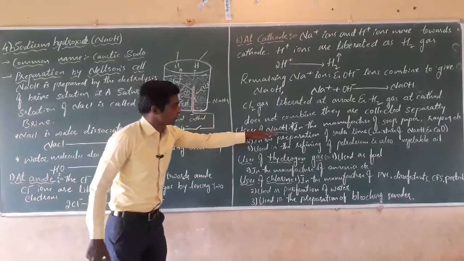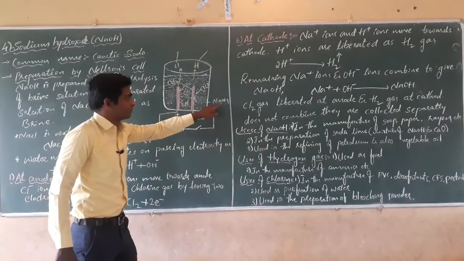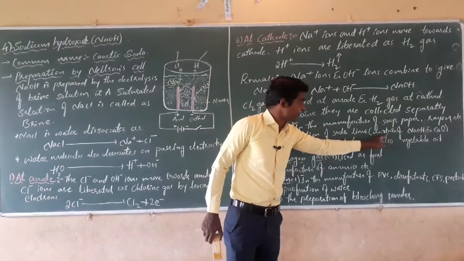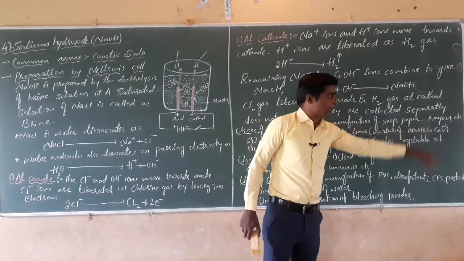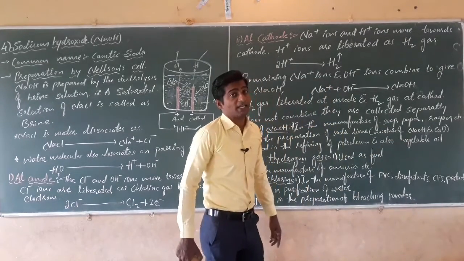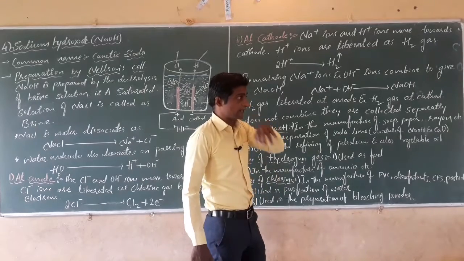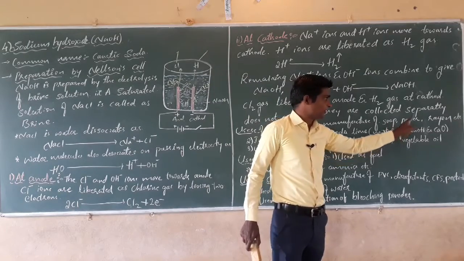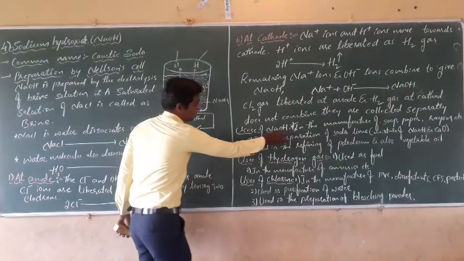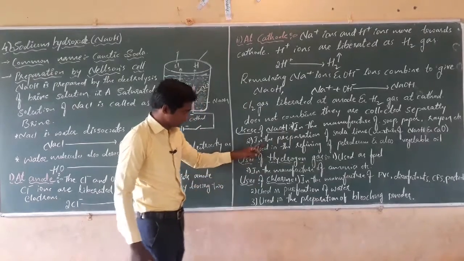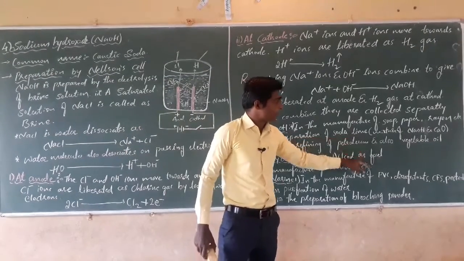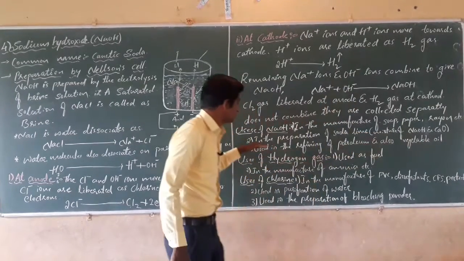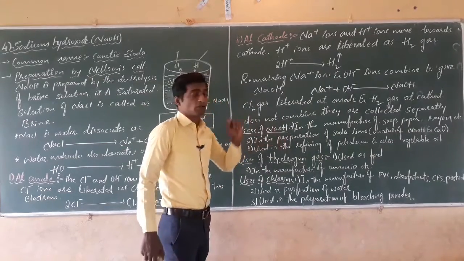See, one by one we are going to study the uses of these 3 components. The first one, uses of sodium hydroxide. Sodium hydroxide is used in industries like the paper industry, soap industry, and in the manufacture of rayon, that is artificial silk we have studied. Next, dear students, in the preparation of soda lime, that is a mixture of sodium hydroxide and calcium oxide, we are using sodium hydroxide.